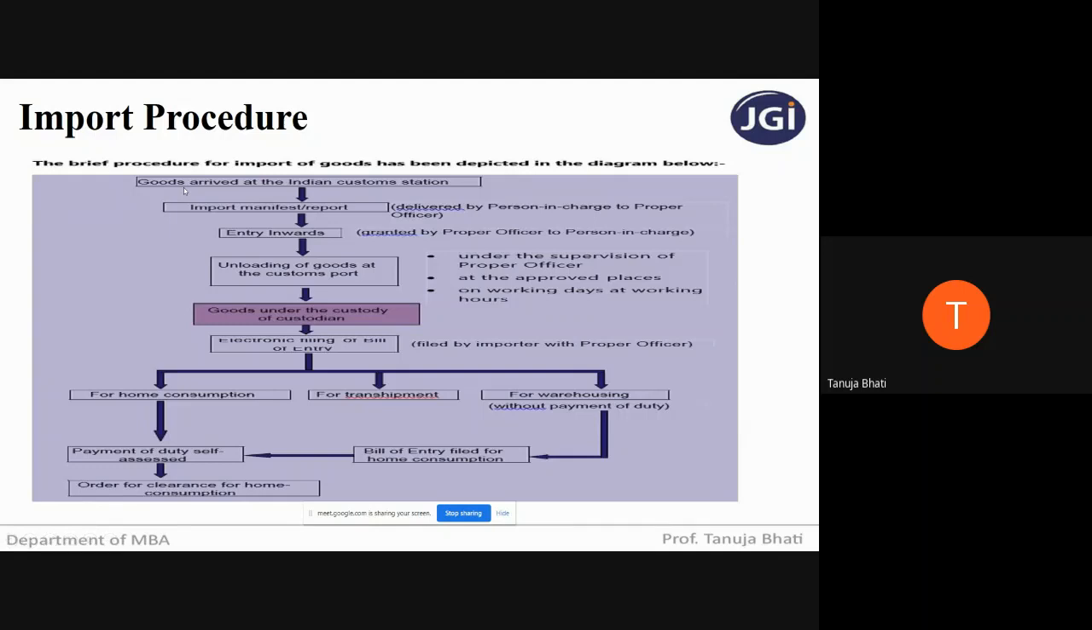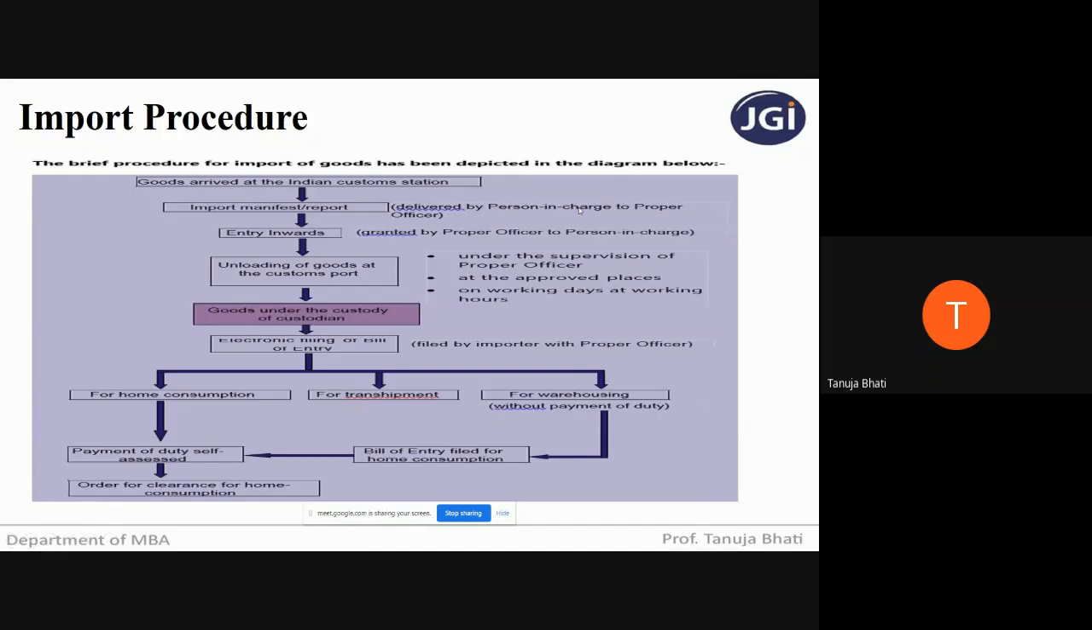Now you know the meaning of Indian customs station. Next, as soon as the goods arrive at the Indian customs station, there is a report that has to be submitted, the import manifest report. Since you are importing the goods, an import manifest report has to be delivered by the person in charge to the proper officer. Now let us see who is the person in charge.